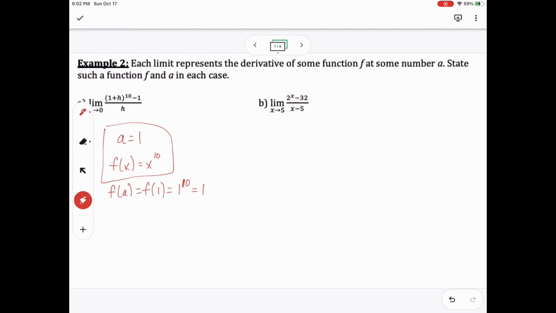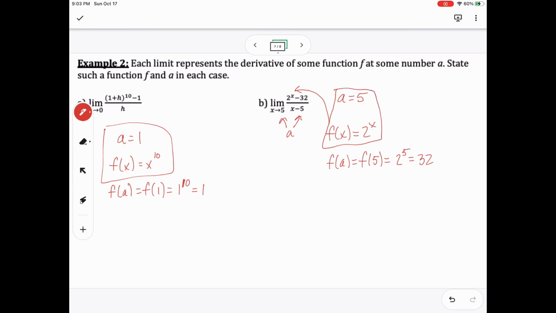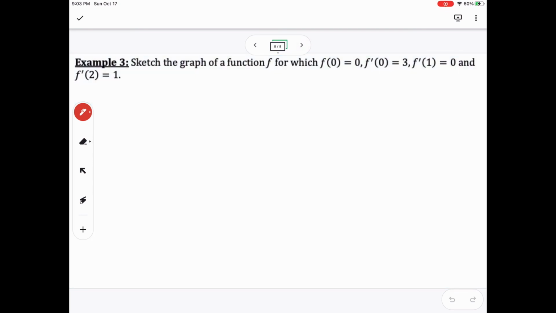The second one is a lot easier to see, because x is approaching a value and it's x minus a in the denominator. So both of those are 5, so that's got to be my a. And then in the top part, f of x is the first term in that binomial. So it tells me what my f of x is, which is 2 to the x. Just like the last one, I can confirm if that's true. If I'm saying a is 5, I can plug it in. So 2 to the 5th is 32. So that's true. Okay, so that's all they're really wanting for those, is just for you to identify the function and what the a is in those cases.